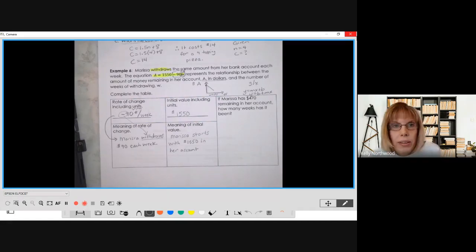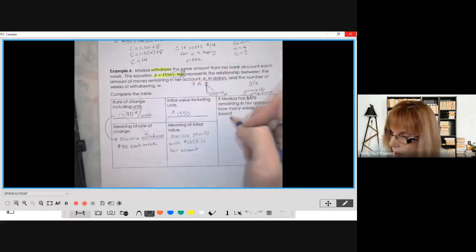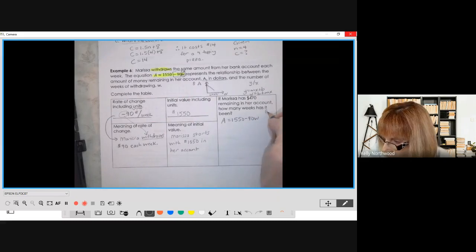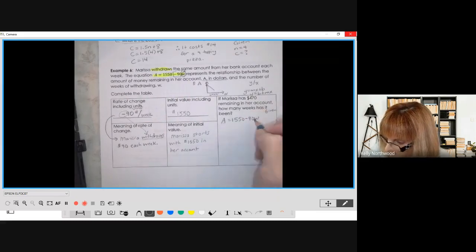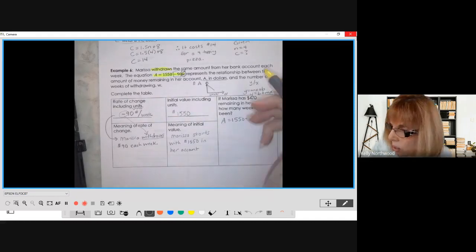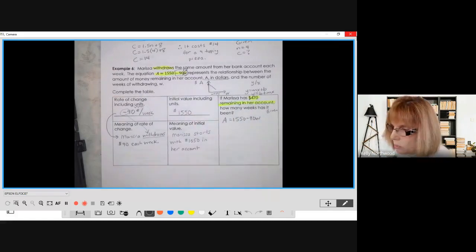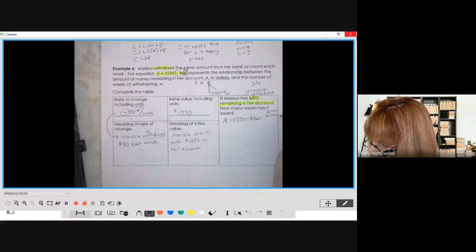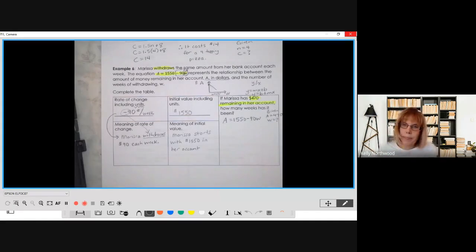So our last question in this example is, if Marissa has $470 remaining in her account, how many weeks has it been? So first we're going to write out the equation they give us. And then they're going to give us one of the values, either A or W. So this one says if Marissa has $470 remaining in her account, that's the amount in her account. So that's A they're giving us. And they're asking us to find W, how many weeks it's been.